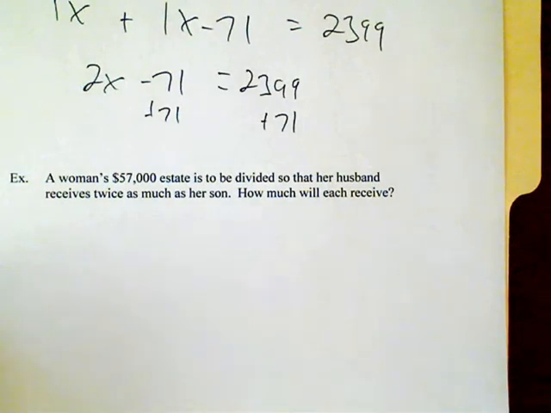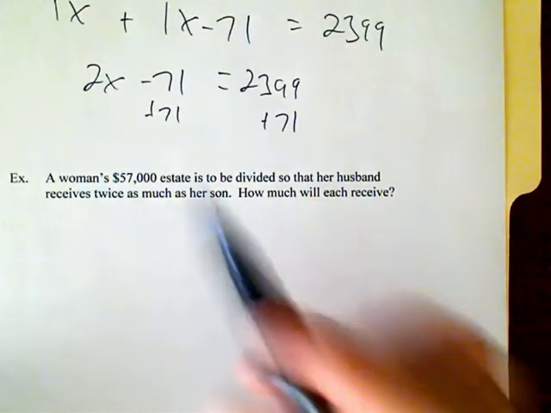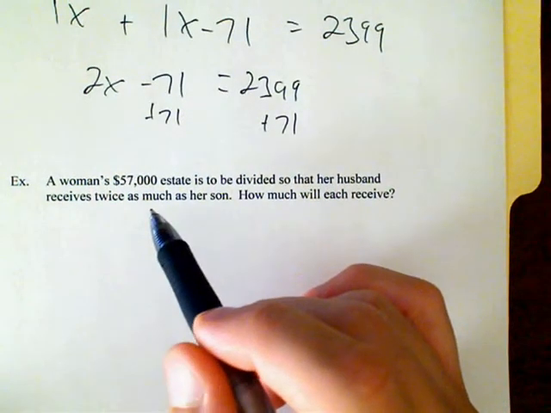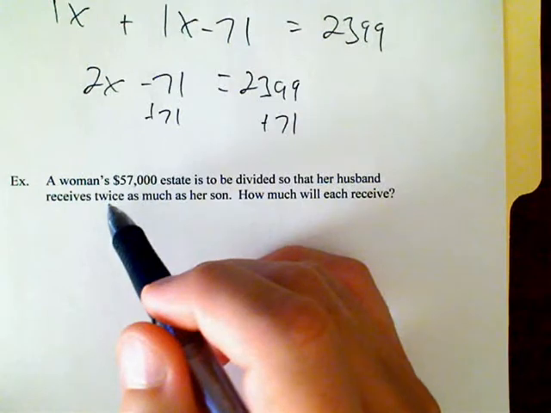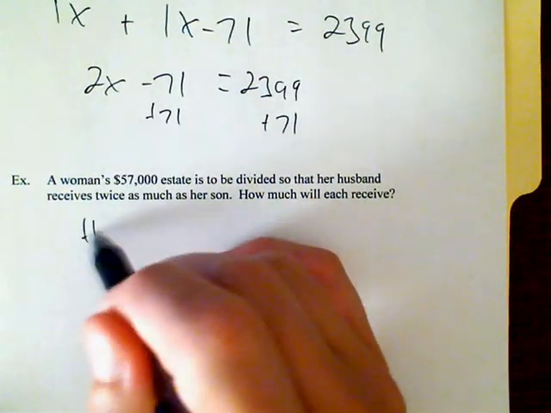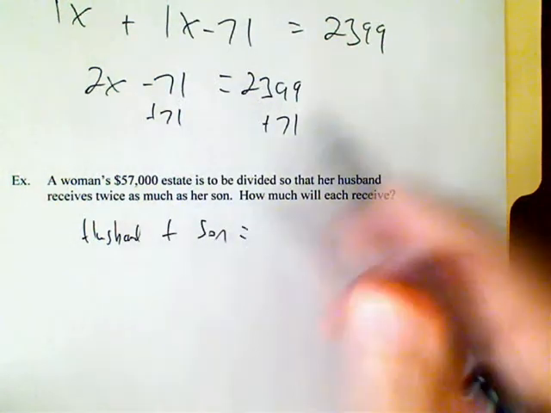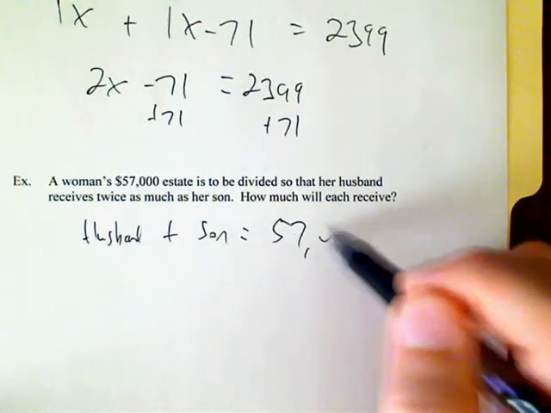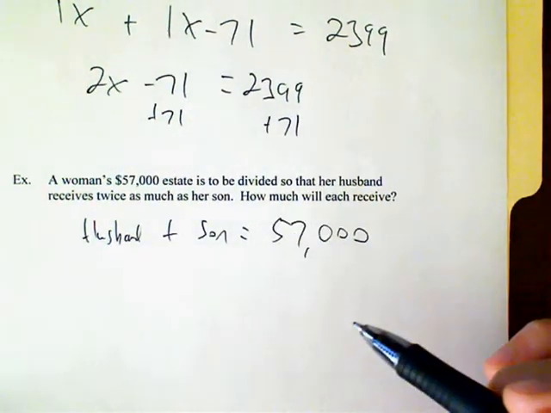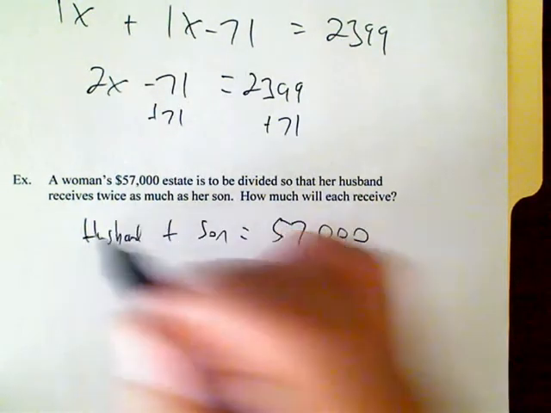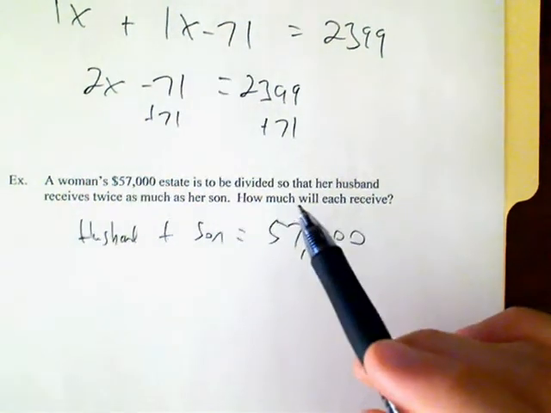Now in this next example, watch how I do this one. It says a woman's estate is divided between her husband and her son. The question is asking how much will each receive. When I do a problem like this, I really start with the general problem. Husband plus son, the two total amounts will equal 57,000. That's what I'll begin with. That's how I look at it. Gives me something to go by.